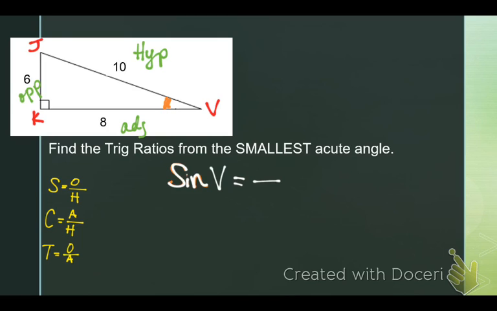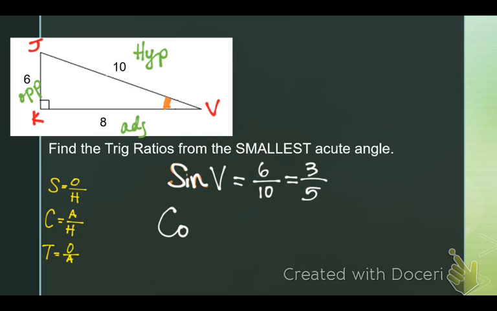Okay, so sine is opposite over hypotenuse. So what was the opposite side? 6, and then my hypotenuse is 10. Do we reduce in math? Yes, we do. What does 6 over 10 reduce to? 3 over 5.